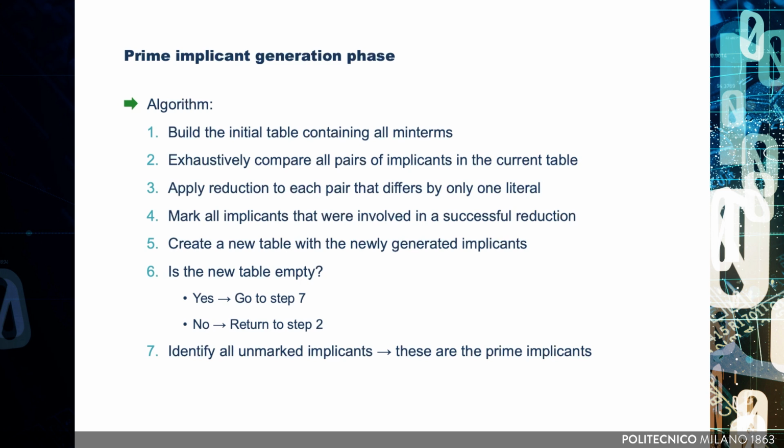Next, we build a new table using only the newly generated, reduced implicants. At this point we ask, is the new table empty? If yes, it means no further combinations are possible, so we proceed to the final step. If not, we repeat the process from step 2 with the new table. Finally, we collect all the implicants that were never marked, meaning they were never reduced. These are the prime implicants, which form the essential building blocks for the generation of the solution.